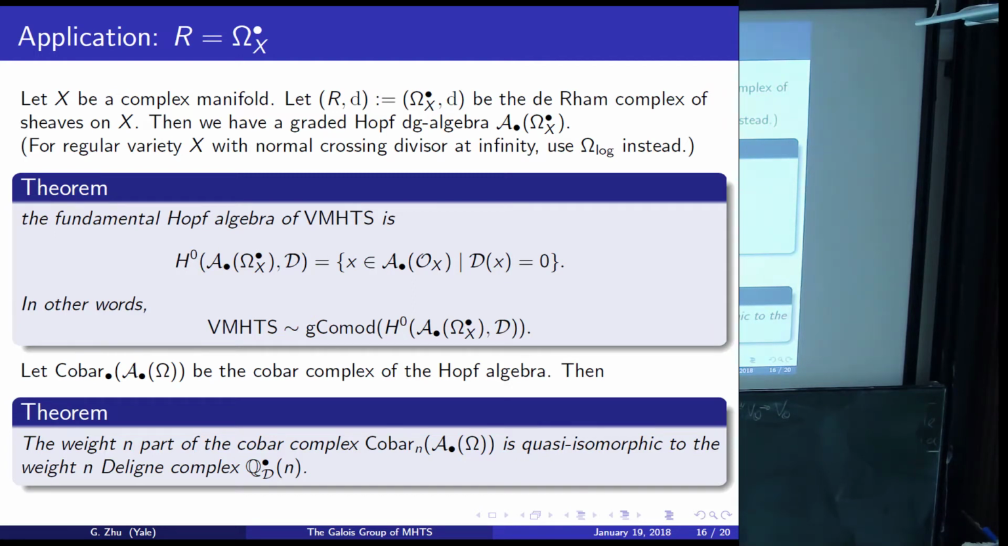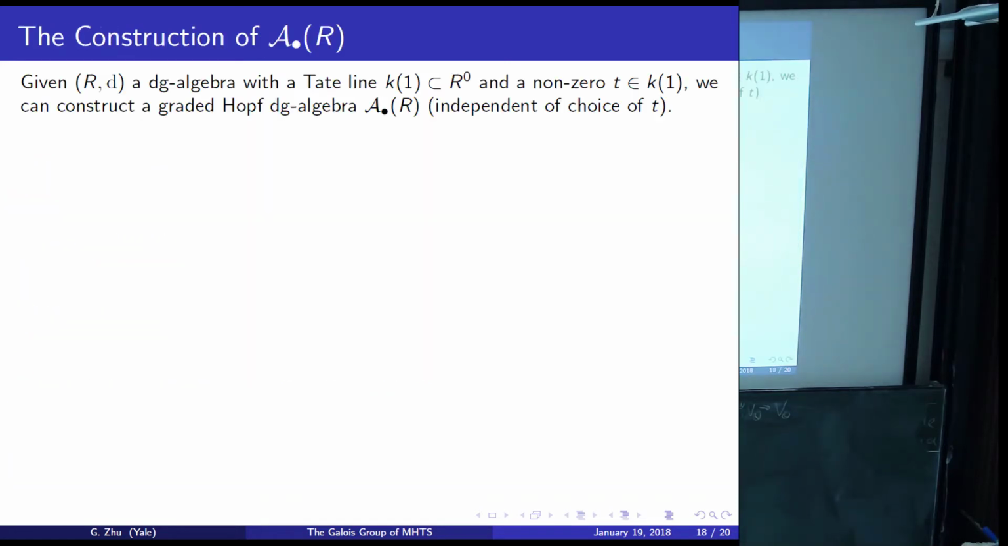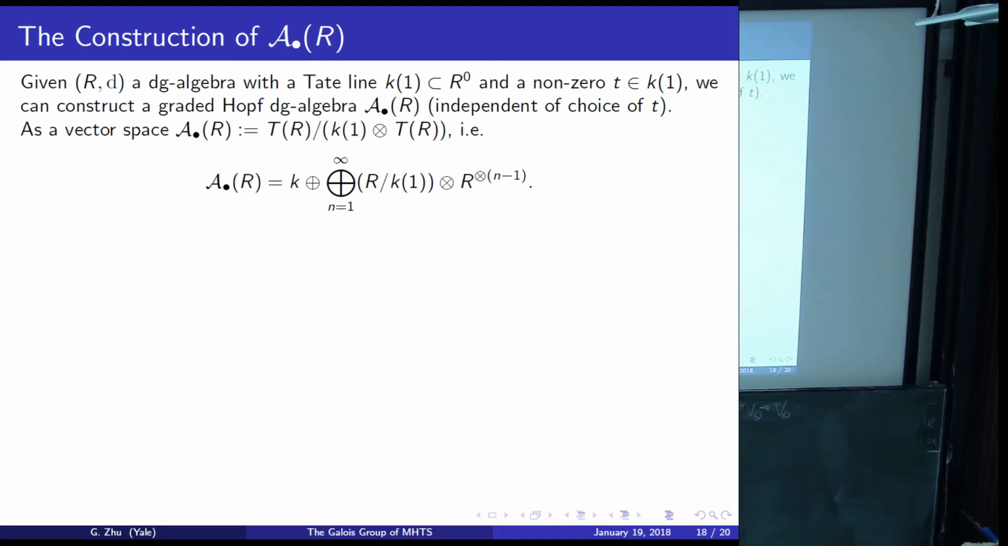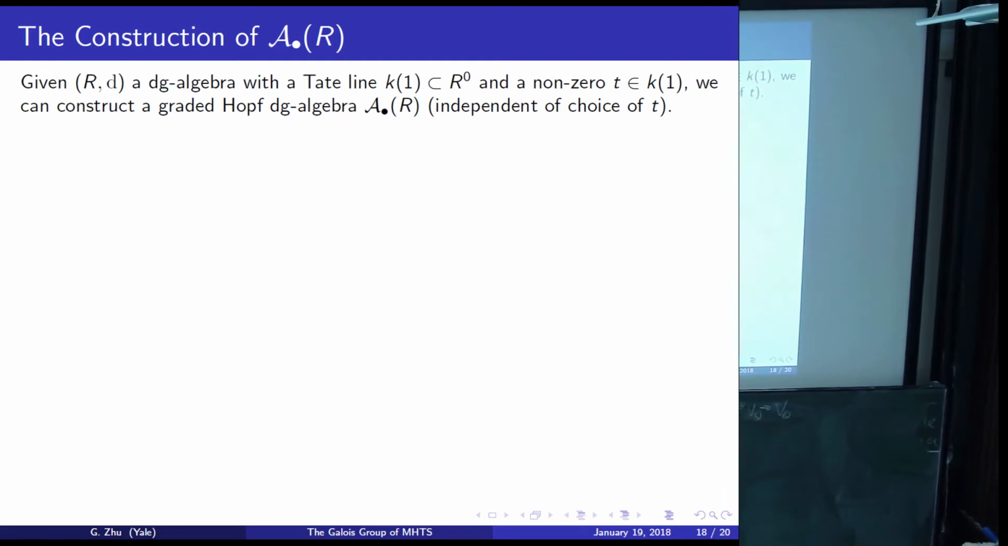Okay. That's the main applications, and now let me give some detailed constructions. Maybe we can work with the most general case, where we start with the dg-algebra with a Tate line, an element and the basis for the Tate line, and we can just construct this Hopf algebra. It won't depend on the choice. For simplicity, you can assume D is 0, R is R0, and K is Q. That reduces to the classical case.